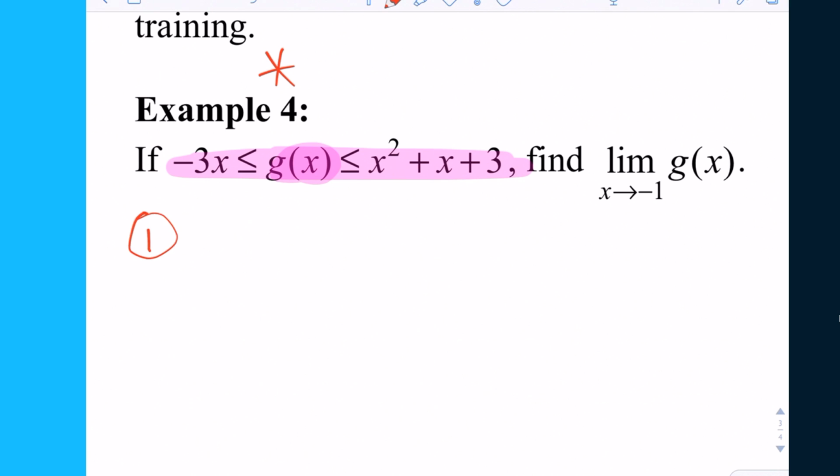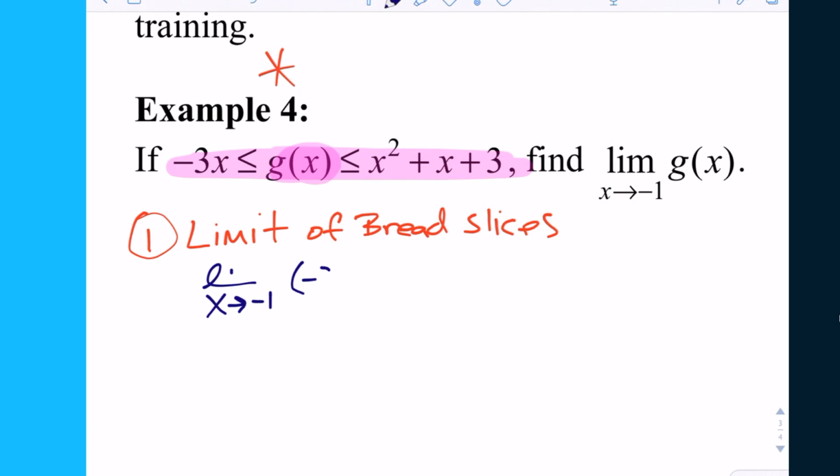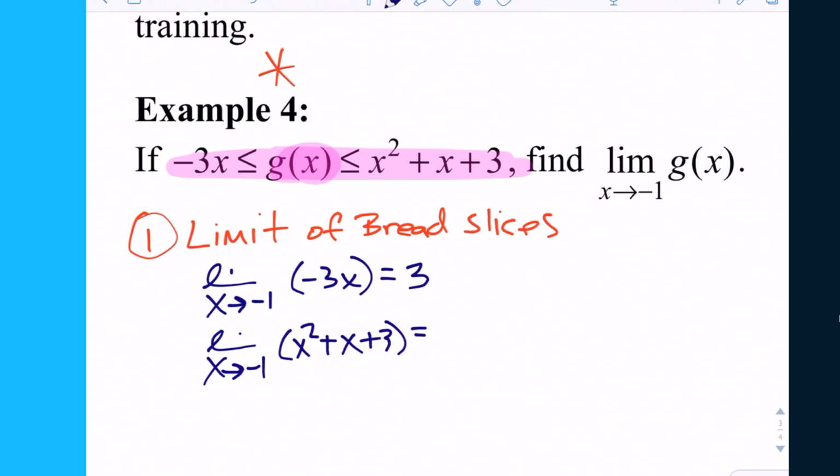Number one, you need to find the limit of the slices, the bread. Limit of the bread slices. So for us, that's going to be, what is the limit as x goes to -1 of -3x? And what is the limit as x goes to -1 of x squared plus x plus 3? Each of those, in this case, we can find how? Just plug it in. We got a line and a parabola. They're continuous everywhere. So -3 times -1 is +3. And if we plug it into the bottom, we get +1 minus 1, which is 0, plus 3 is 3.